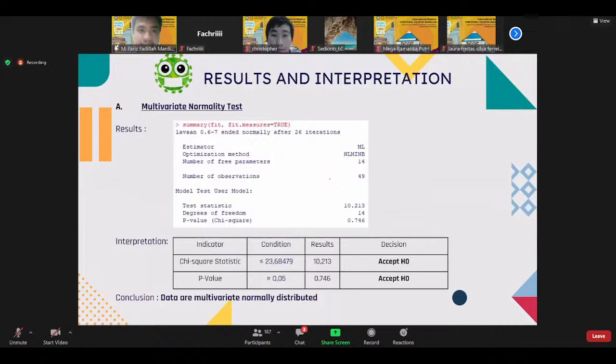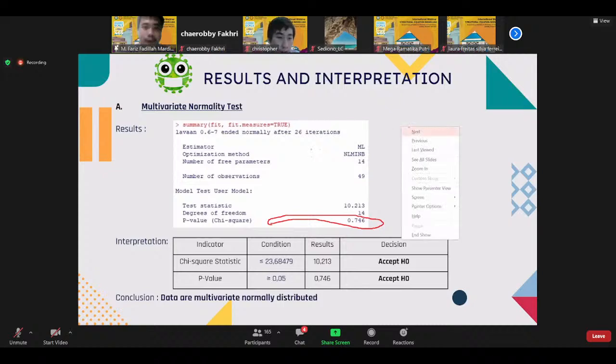Okay, for the multivariate normality test, you can see the output about the p-value. In this case, the p-value is 0.746. It means the p-value is greater than alpha when you use alpha 0.05. It means we accept the null hypothesis and the conclusion is that the data are multivariate normally distributed. So it can be continued with confirmatory factor analysis.